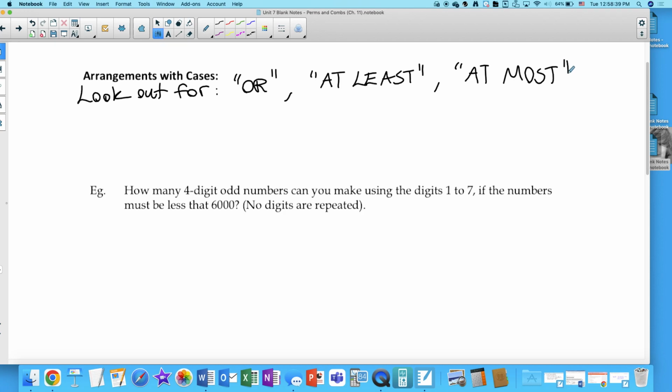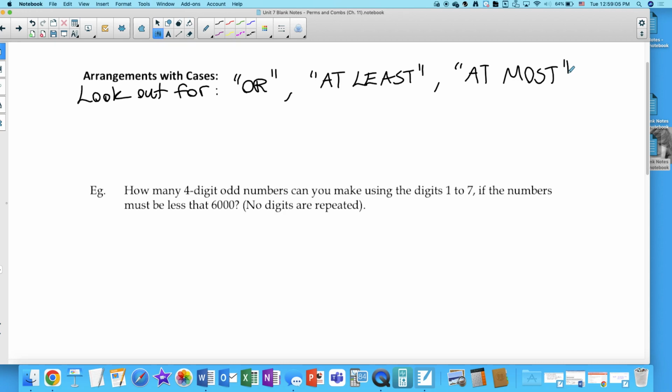Right? Let's say I said to you, you want to order a pizza and you can have at most 2 toppings. How many ways can you do it? Well, if you have so many toppings, you don't have to get 2 toppings. If it's at most 2, you could get no toppings. You could get 1 topping or you could get 2 toppings. So that word at most indicates that you have to now consider cases, right? So look out for those.